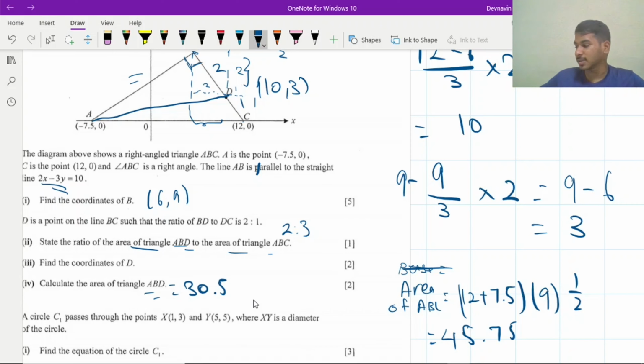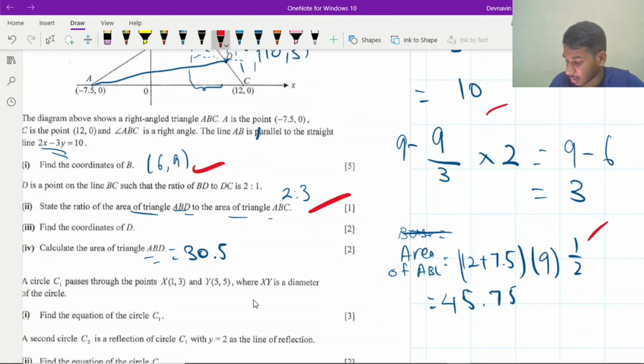So let's check all the answers that we've gotten now. 6, 9, yeah. 2/3, perfect. 10, 3, yeah, it's perfect. And then 58.5, no, again I'm wrong. Why am I wrong?